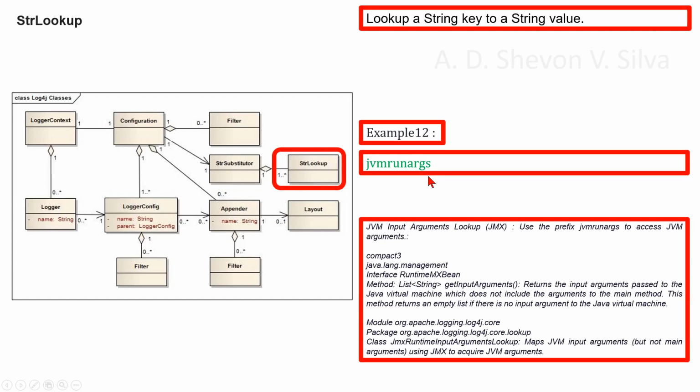Class JmxRuntimeInputArgumentsLookup in package org.apache.logging.log4j.core.lookup in module org.apache.logging.log4j.core maps JVM input arguments, but not main arguments, using JMX to acquire the JVM arguments. Use the prefix jvmrunargs to access JVM arguments. Java's JMX module is not available on Android or on Google App Engine.